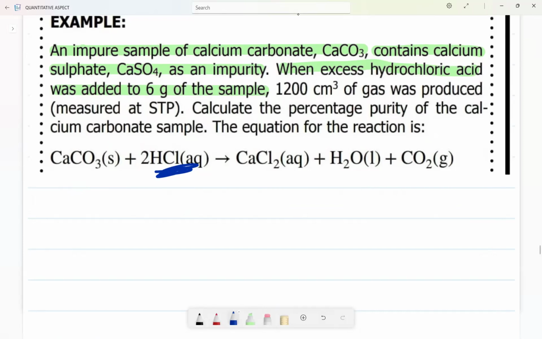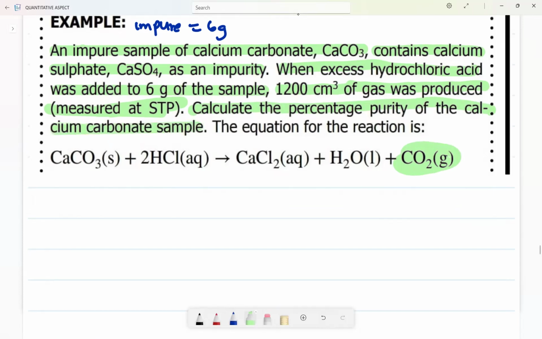So I already have impure calcium carbonate. It is how much? 6 grams. Then they tell me that 1,200 centimeter cubed of gas was produced, measured at STP. So which gas is that? Carbon dioxide. Then they say to me, calculate the percentage purity of the calcium carbonate sample.